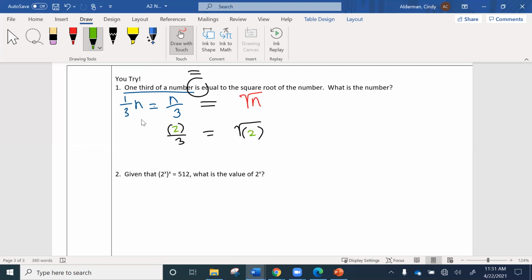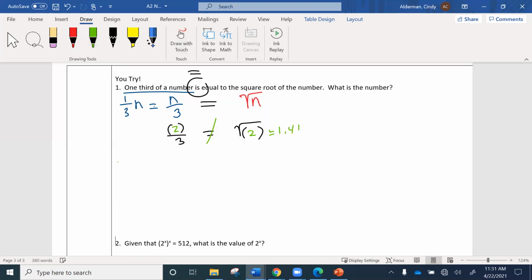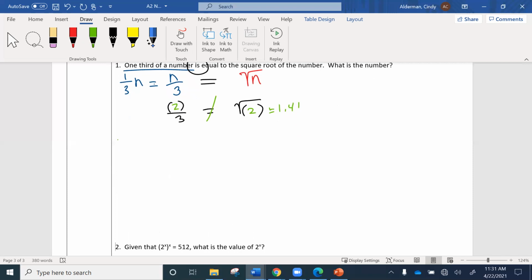Well, 2/3 is certainly not equal to the square root of 2 because the square root of 2 is equal to, let's use our calculator for this, 1.41. So that doesn't work. So let's see, how far apart? 2/3 and 1.41. Not too far apart, so we're probably not too far off. So let's try another number. All right, so let's try a different number bigger this time.